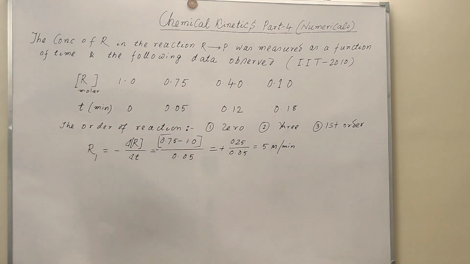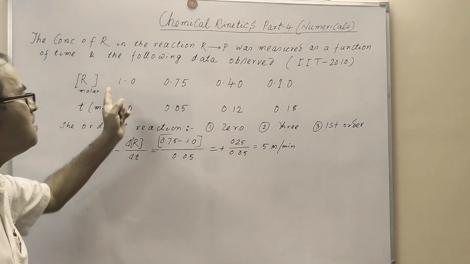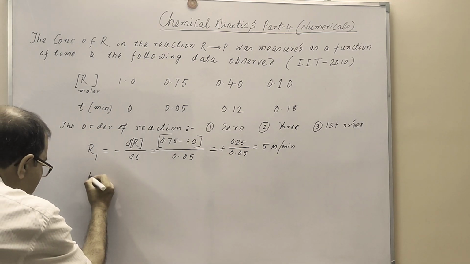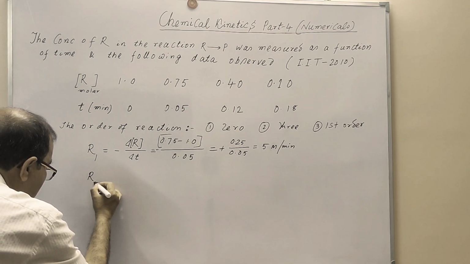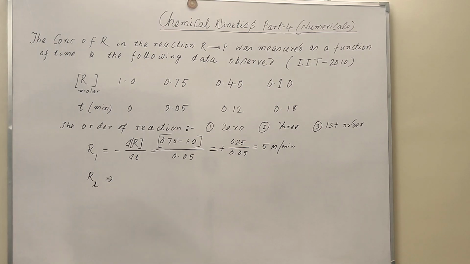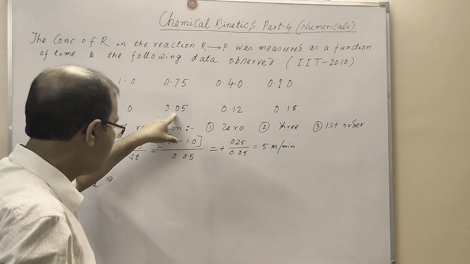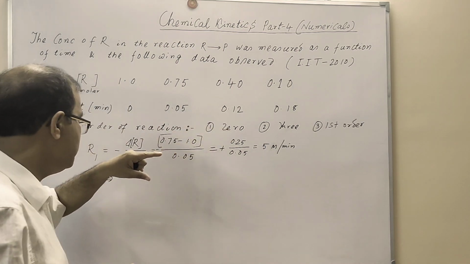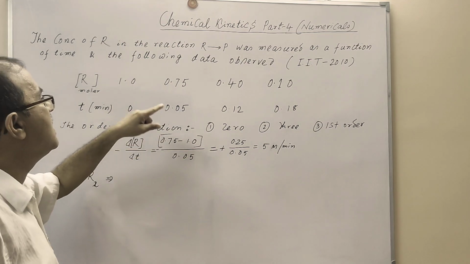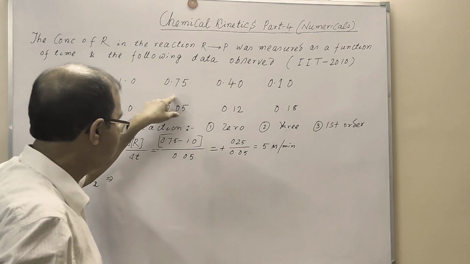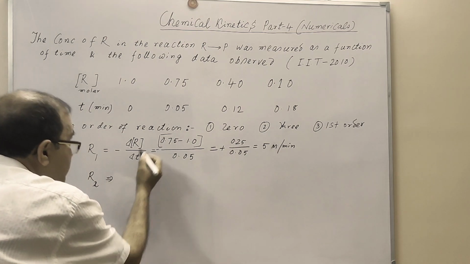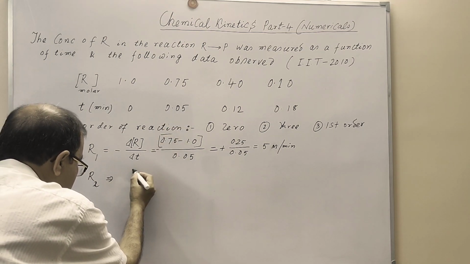That is the rate of reaction from this time interval from 0 to 0.05. Okay. Now we see R2. R2 means when we are determining the rate of reaction from 0.05 to 0.12 minutes, and the concentration of the reactant has been dropped from 0.75 to 0.4. So in the same fashion we can write this.